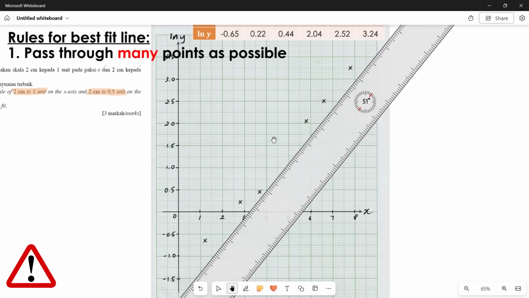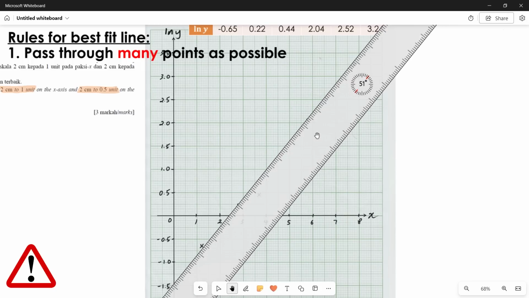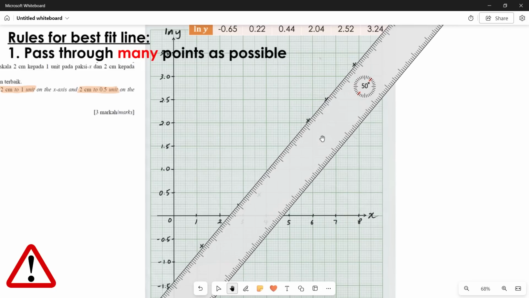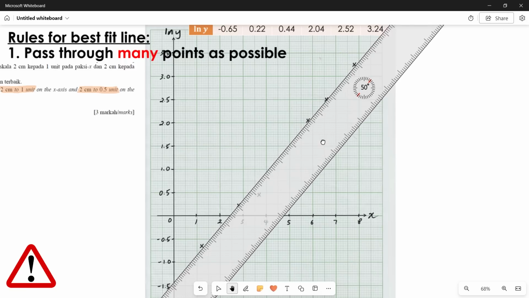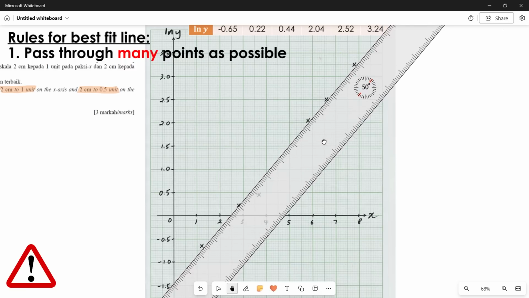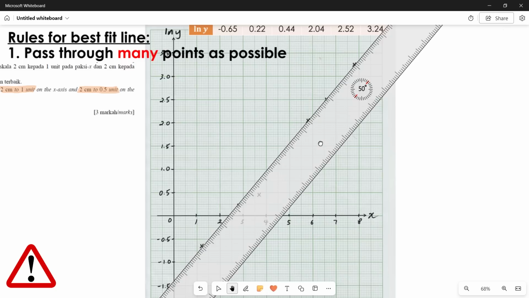Here needs a little bit of trial and error. I need to move the ruler here and there to see how many points I can intersect. If I move it this way, we can only intersect 1, 2, 3, 4 points. This one touches a bit, but it's not intersecting this point, so it is not counted. Here we intersected the second, the fourth, the fifth, and the sixth point. So 4 out of 6 is good.